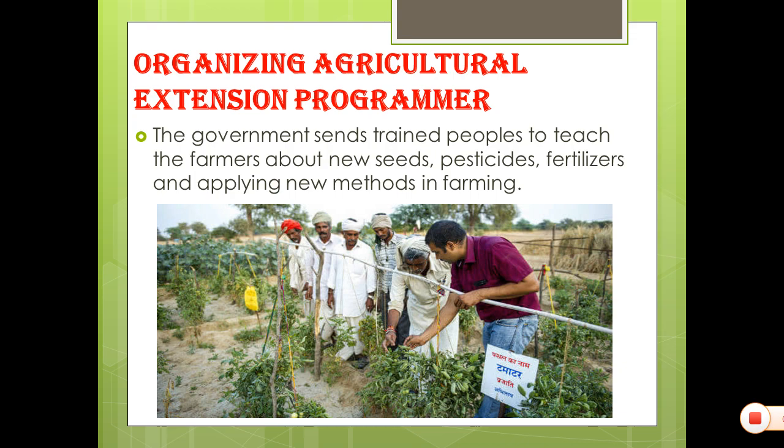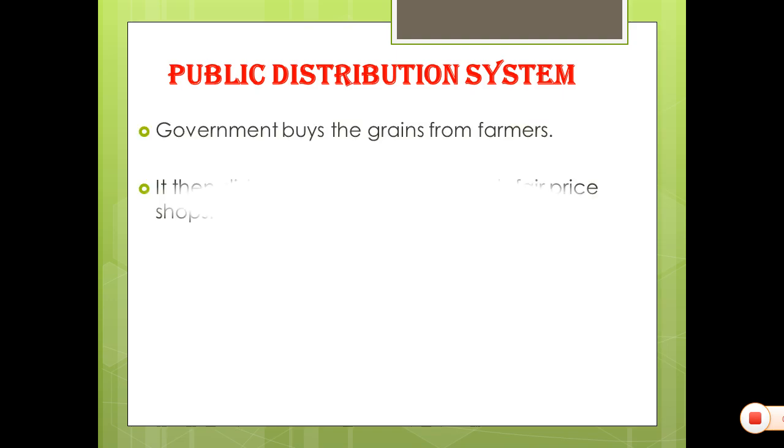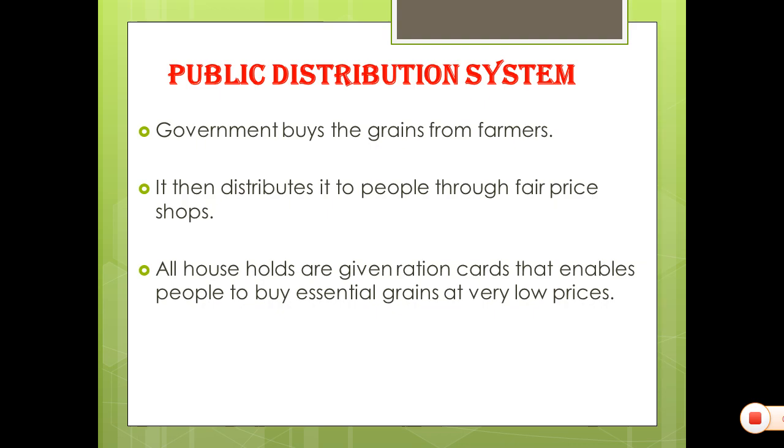After the cultivation, public distribution system. Government makes arrangements to buy the goods cultivated by the farmer. Government buys the grains from the farmer. It then distributes it to people through fair price shops. Also, all the households are given a ration card that enables people to buy essential grains at a very low price.